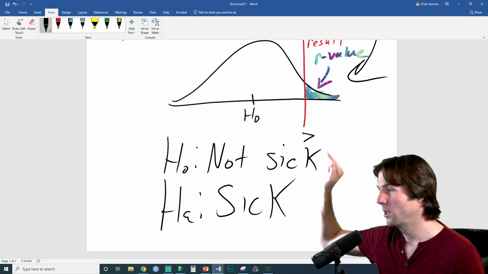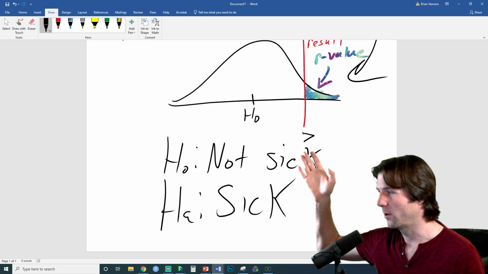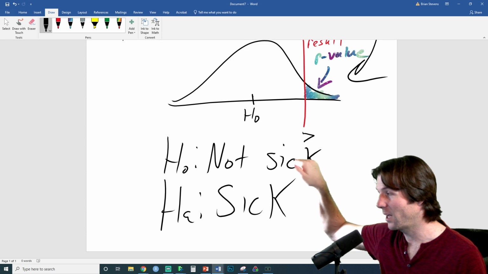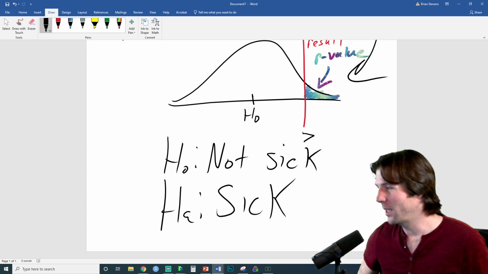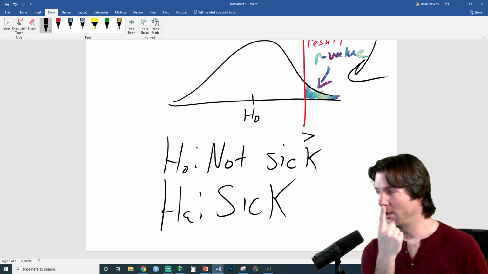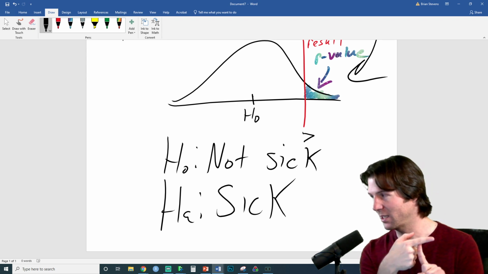Be like, wait, we fail to reject the null and this is an error. So if this is an error to say they are not sick, they're actually sick. Does that make sense to everybody right there? In a type 1, the null is true, but we reject it. So the null is true.